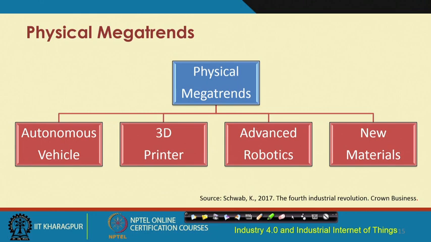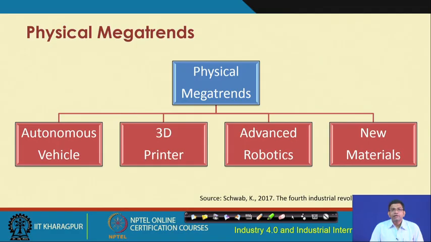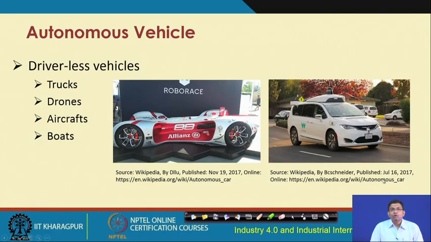So, in terms of the physical mega trends, we now have autonomous vehicles, 3D printing, advanced robotics, connected robotics, new materials, lightweight materials, cheaper materials, stronger materials, and so on. These are the physical mega trends that are happening at present. Autonomous vehicles are already in place. We now have autonomous trucks, autonomous drones, so drones are basically self-driven airborne vehicles, where there is typically no pilot, neither a human pilot nor a machine pilot. These are self-driven airborne vehicles.